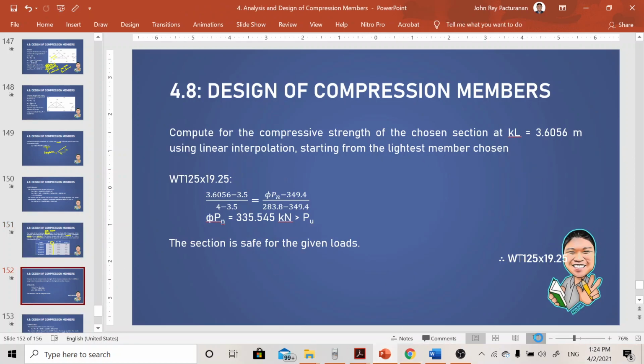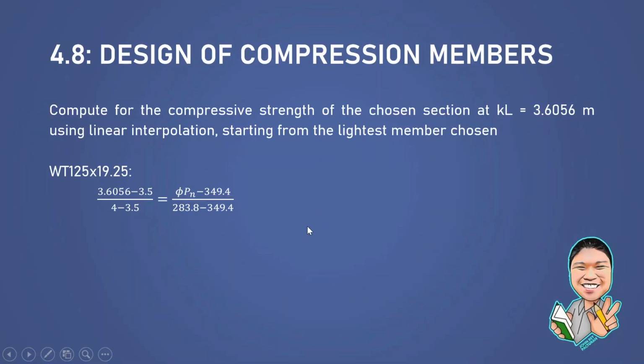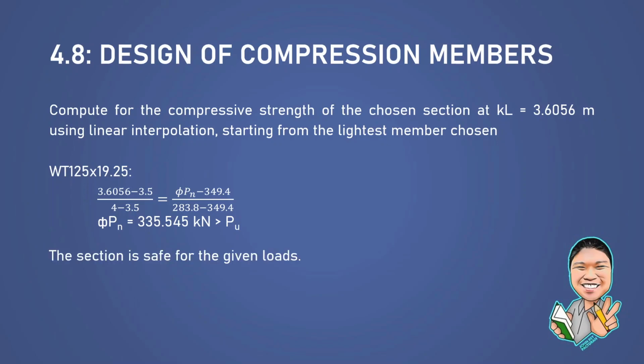From WT 125 by 19.25, 3.6056 minus 3.5 over 4 minus 3.5 equals VPN minus 349.4 all over 283.8 minus 349.4. Ang sagot natin is 335.545 kilonewton and that value class is greater than PU. Ibig sabihin, dahil greater than PU siya, that is safe. So, the section is safe from the given loads. Therefore, ito na po ang design natin sa LRFD.